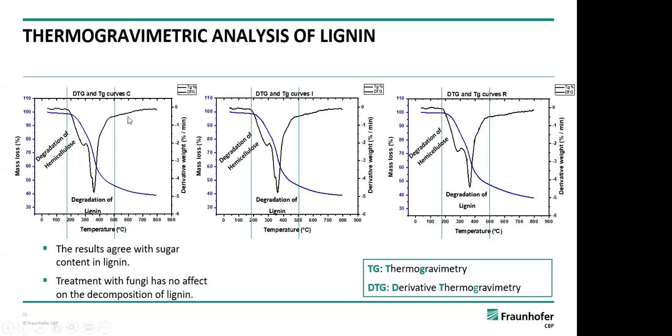And the third zone, after 500 degrees, is related to the condensation and/or decomposition reactions of the aromatic ring. The small peak in the second zone is related to the degradation of hemicellulose, which confirms the result obtained from the chemical composition of lignin. As I mentioned in the previous slides, lignin contains small amounts of xylose, and the TGA results confirmed this. And we conclude that the fungal pretreatment has no effect on the decomposition of lignin.